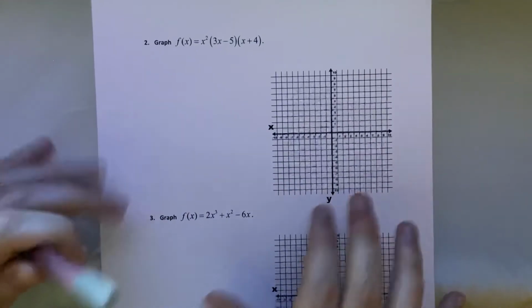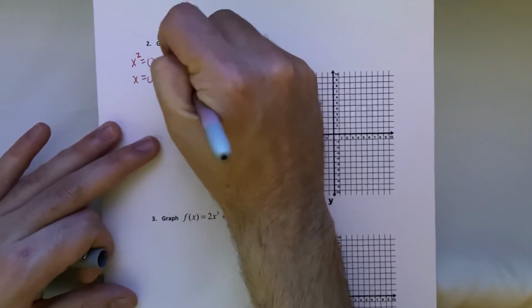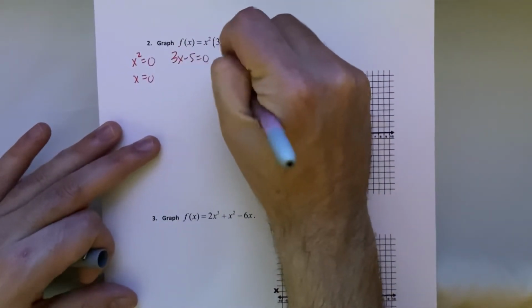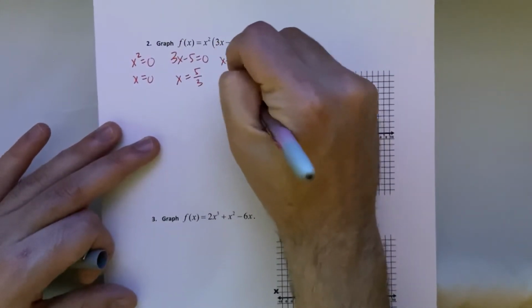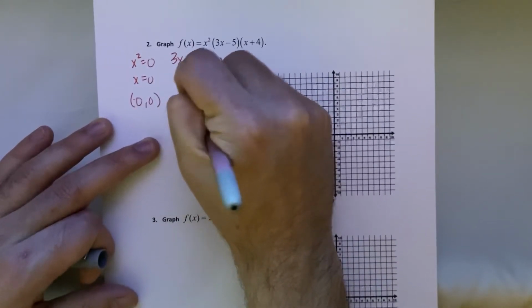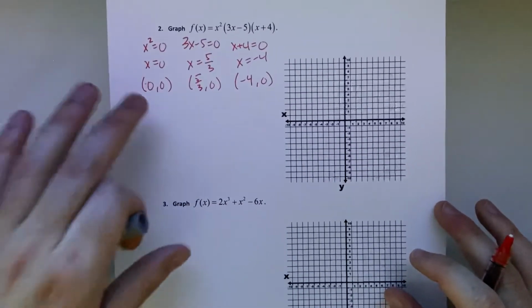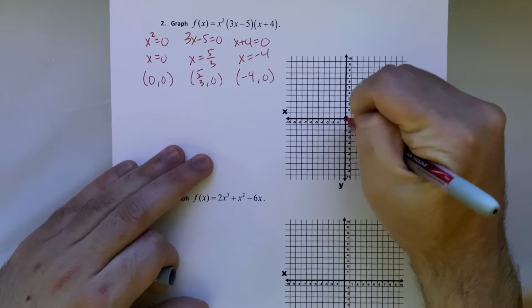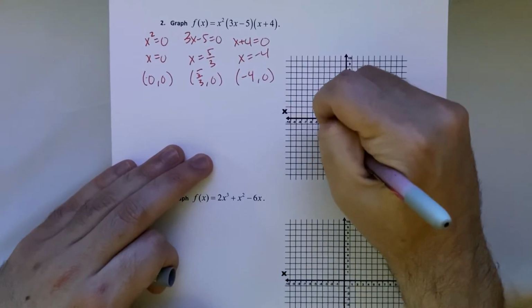The chart requires you to do the same things at first. Set your values equal to 0. So x squared equals 0, which means x equals 0. 3x minus 5 equals 0, and x plus 4 equals 0. This is x equals 5/3. X is -4. So we have 0, 0, 5/3, 0, -4, 0. Now, there's no reason to plug in 0 because we already have the 0, 0 there, but we do plot this. 0, 0, 5/3, 0, -4, 0.